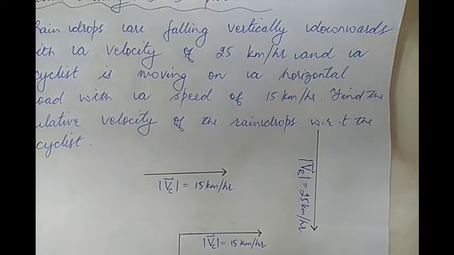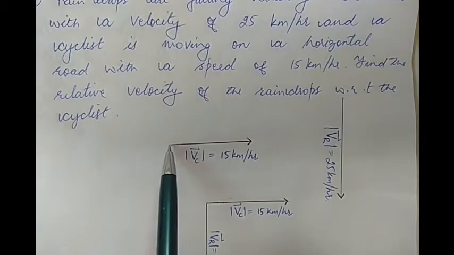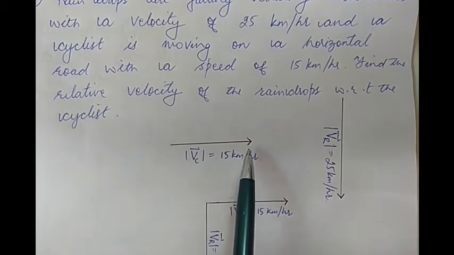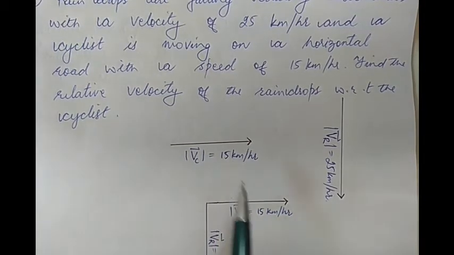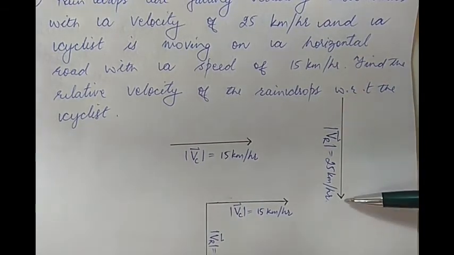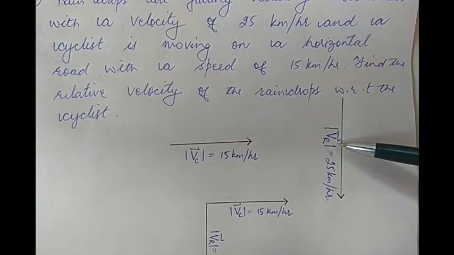But this scenario of the raindrops falling, what does it look like to the cyclist who himself is moving with a speed of 15 kilometers per hour? Okay, that is what we are required to find in here. So let us suppose that this vector or this arrow represents the velocity of the cyclist, whose magnitude is 15 kilometers per hour. Likewise, this vertical vector represents the velocity of the raindrops, whose magnitude is 25 kilometers per hour.